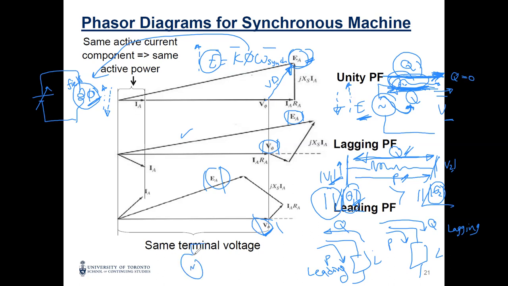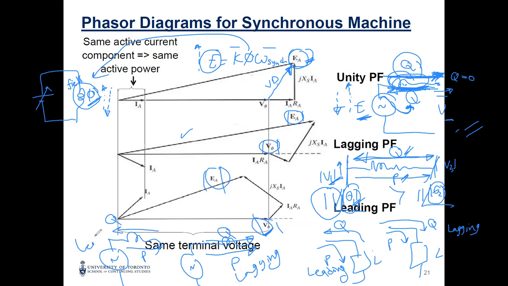Look at the generator, because the generator is interesting. I said it here, but I want to explain it more. Of course, this is a generator, so it's always giving P. If it's giving reactive power, we call it lagging. If it's absorbing reactive power, and this one is P, we call this leading. This is opposite to the load, right? Sorry, the generator and the load are opposite.